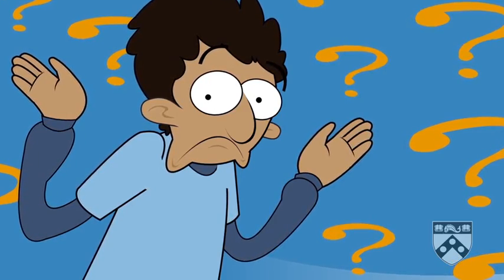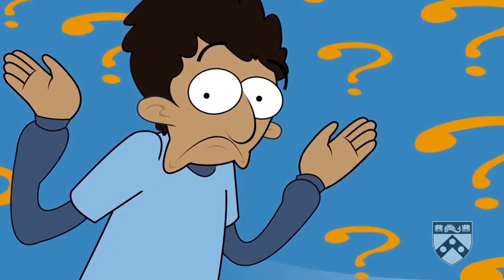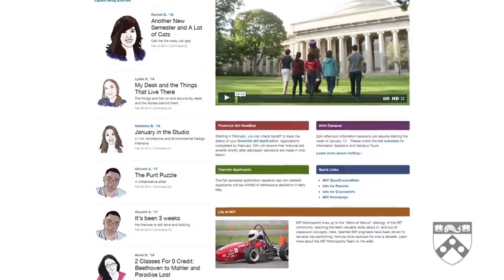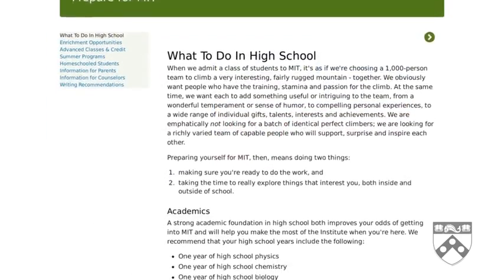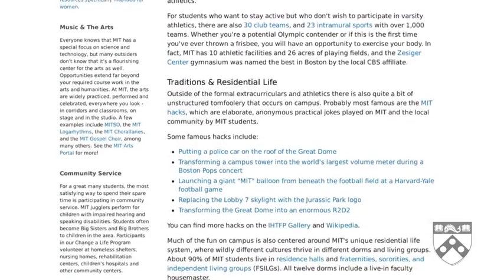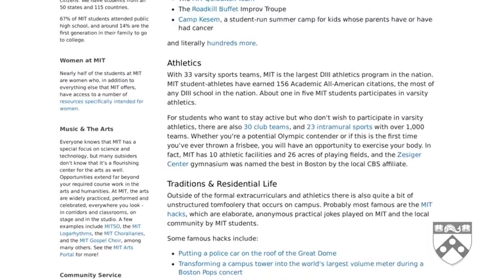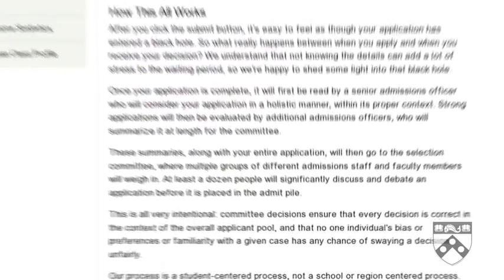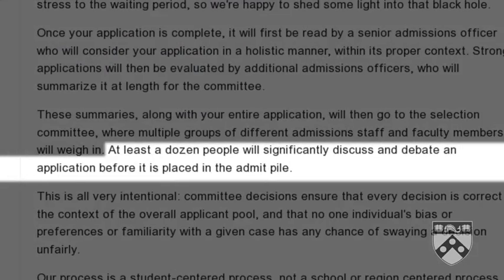Now, I know you're asking a big question. So what do universities want? It's a great question. The criteria is not a mystery. Let's take a look at a website from MIT. On MIT's website, they tell you exactly what they're looking for in a student. You'll notice on this website, when you go through each section, that you're going to get amazing information. When you look at the selection process, you'll notice one thing that it says. At least a dozen people will significantly discuss and debate an application before it is placed in the admissions pile.